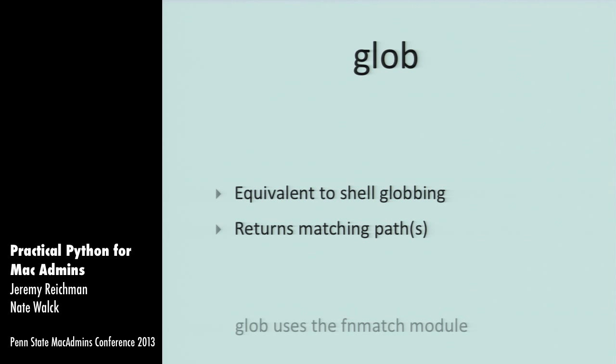Globbing. You probably use this in the shell. We're using asterisks or other characters for shell globbing. The glob method will return matching paths. Behind the scenes, it uses another module. It's not really important to you to know unless you really care and want to look that module up. I like the name of it, though, fnmatch. That one's fun to say when you pop up over a cubicle.